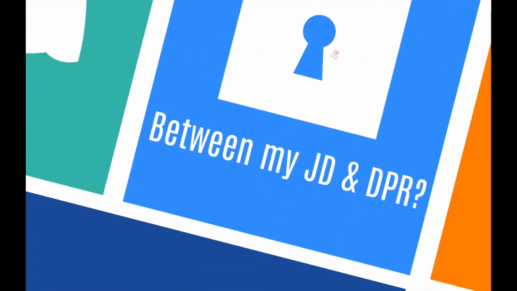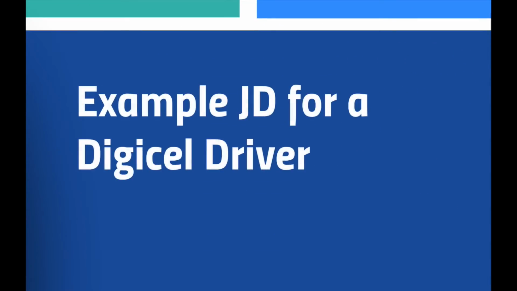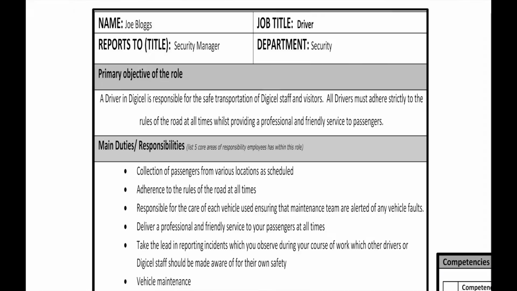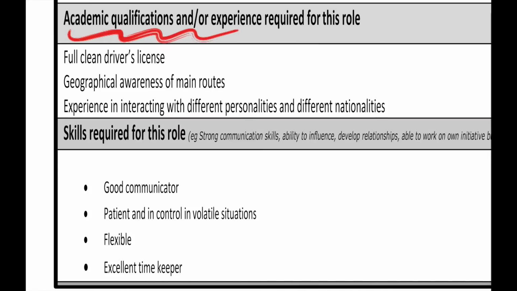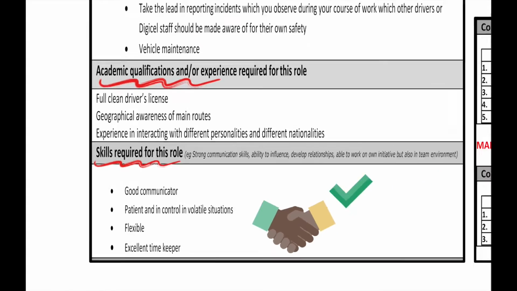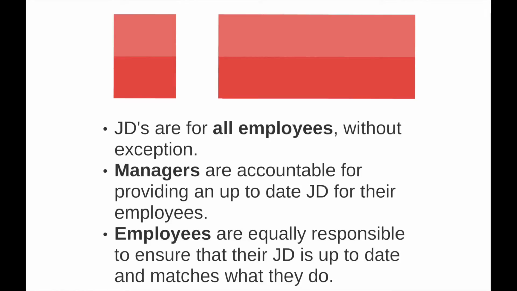Let's look at the example of a JD that everyone can relate to, a Digicel driver. Here you can see we outline the primary objective of the role and the driver's main duties and responsibilities. Then it also looks at the academic qualifications and experience required and the skills required for the role. Within Digicel, it is important that all staff have an up-to-date job description. Managers are accountable to provide an up-to-date JD for all their staff, and equally, staff must ensure that their JD is up-to-date.